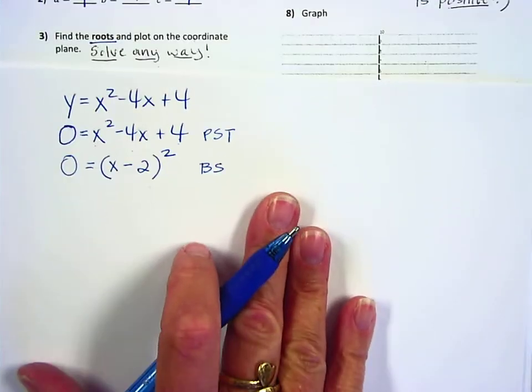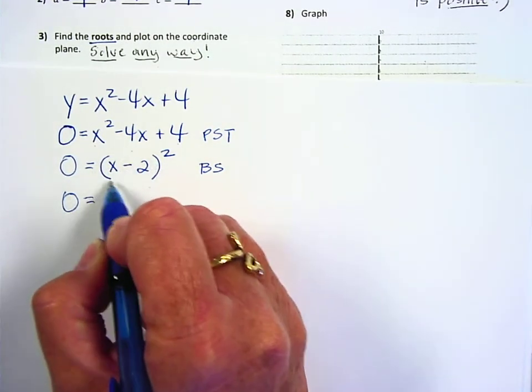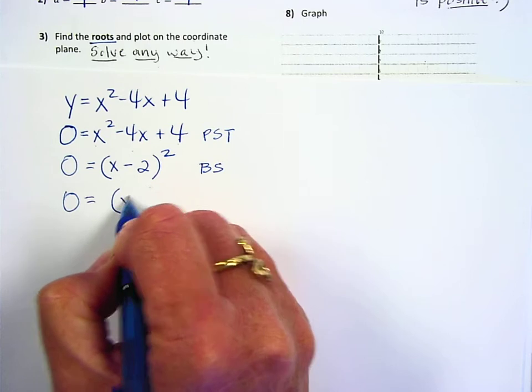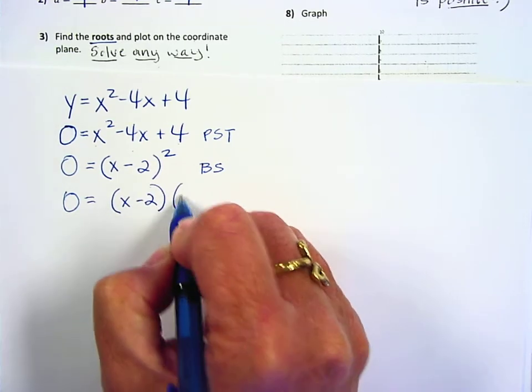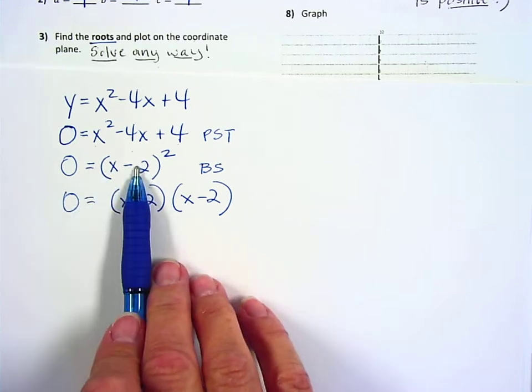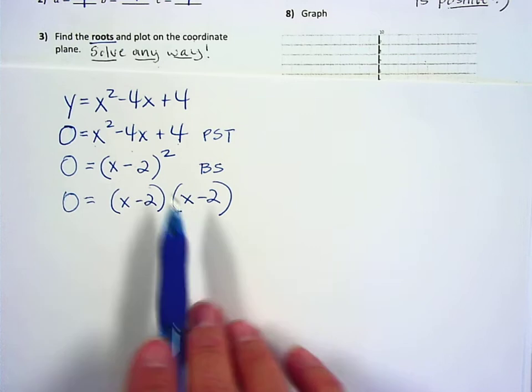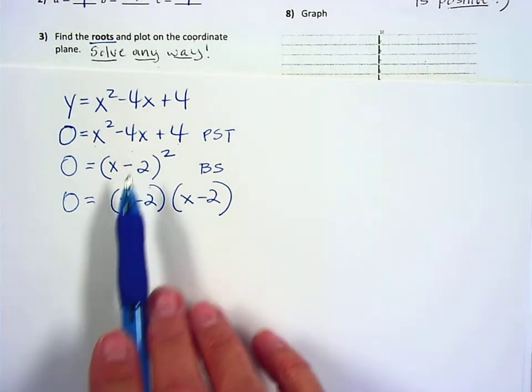Now I'm going to take this and call this, since this is (x - 2) quantity squared, that means (x - 2)(x - 2). Now this was completely factored right here. It's still completely factored. I'm just expressing it in a slightly different way, because now after it's factored we want to solve.